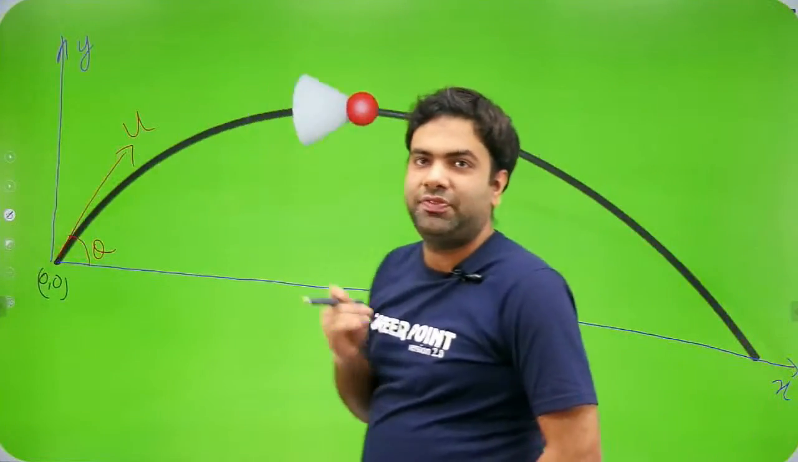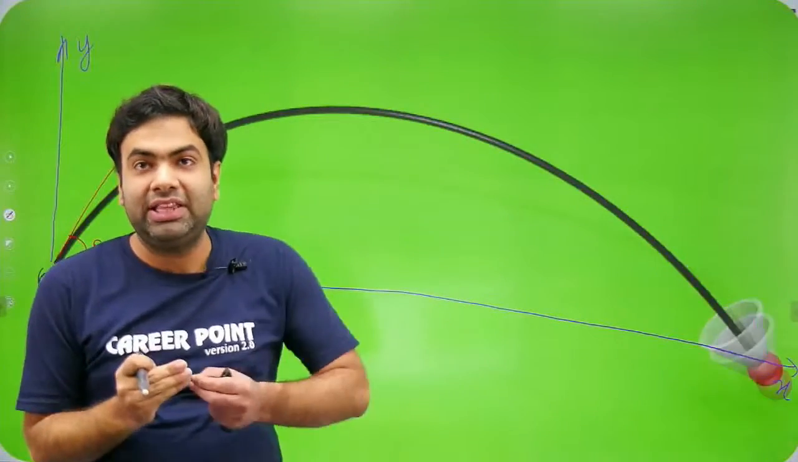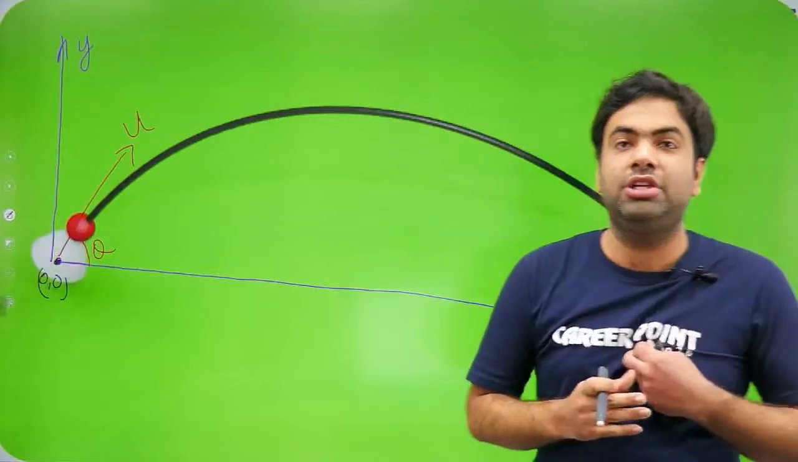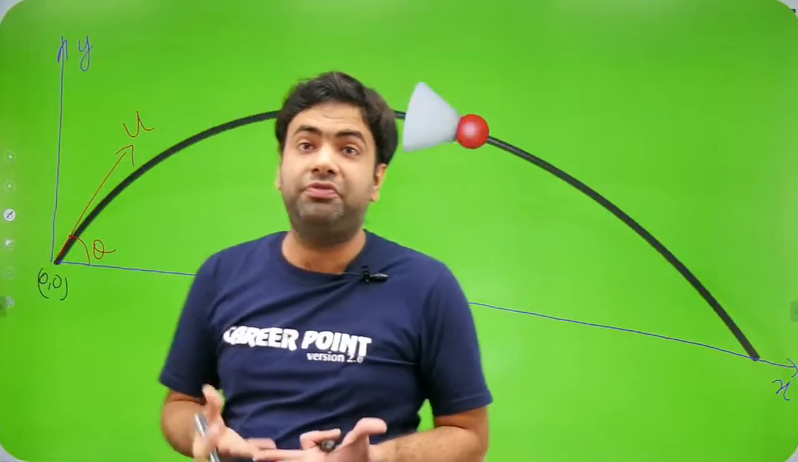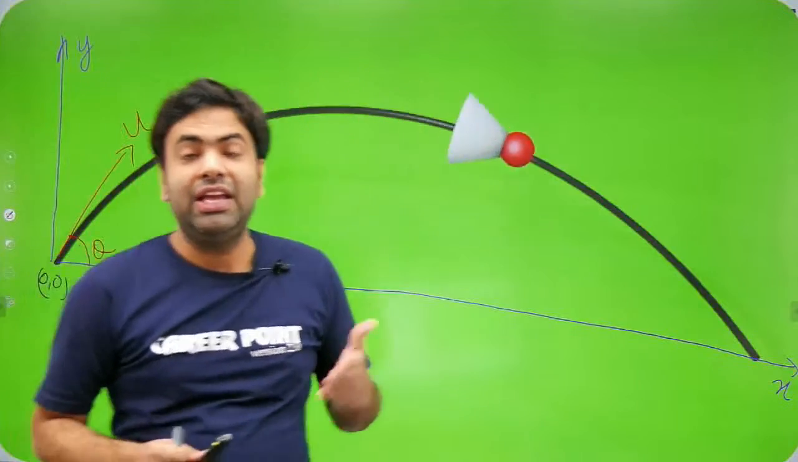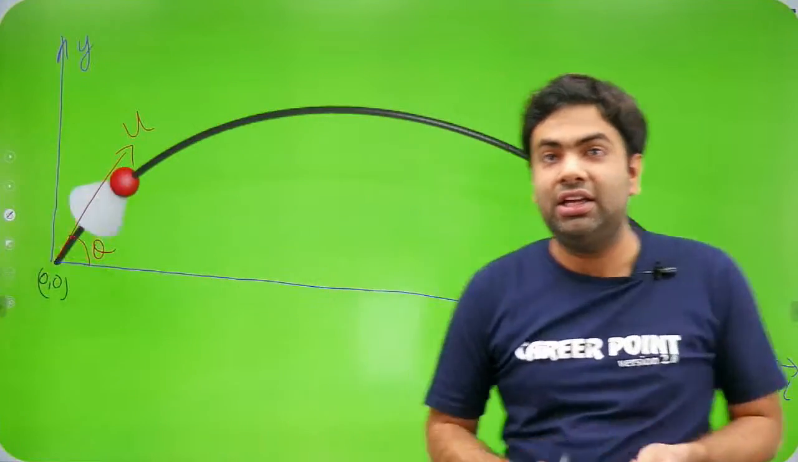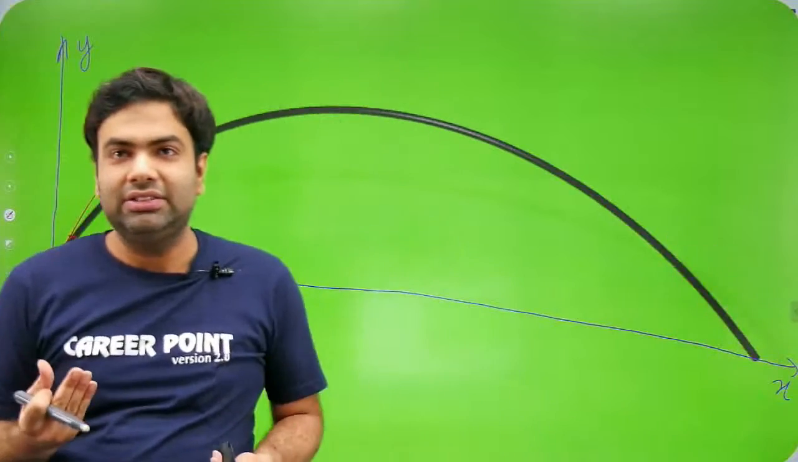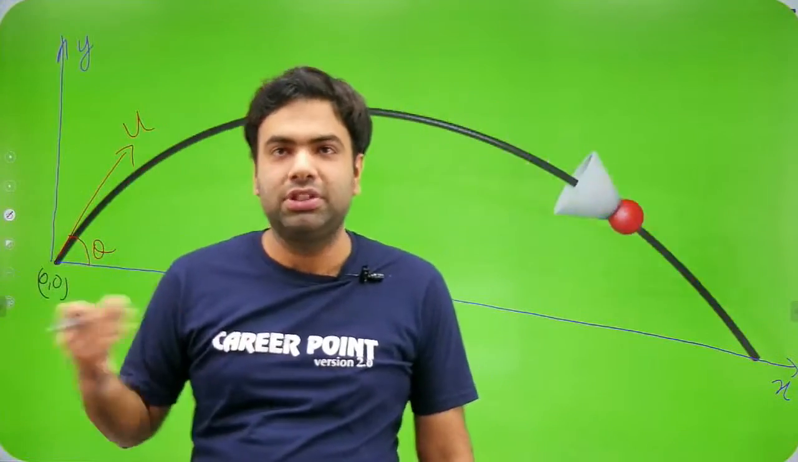Actually, projectile motion is very simple, even simpler than motion in one dimension. Why? Because in motion in one dimension, we were having cases of different acceleration, and here acceleration is constant. That is why this chapter is easy as compared to the previous one.